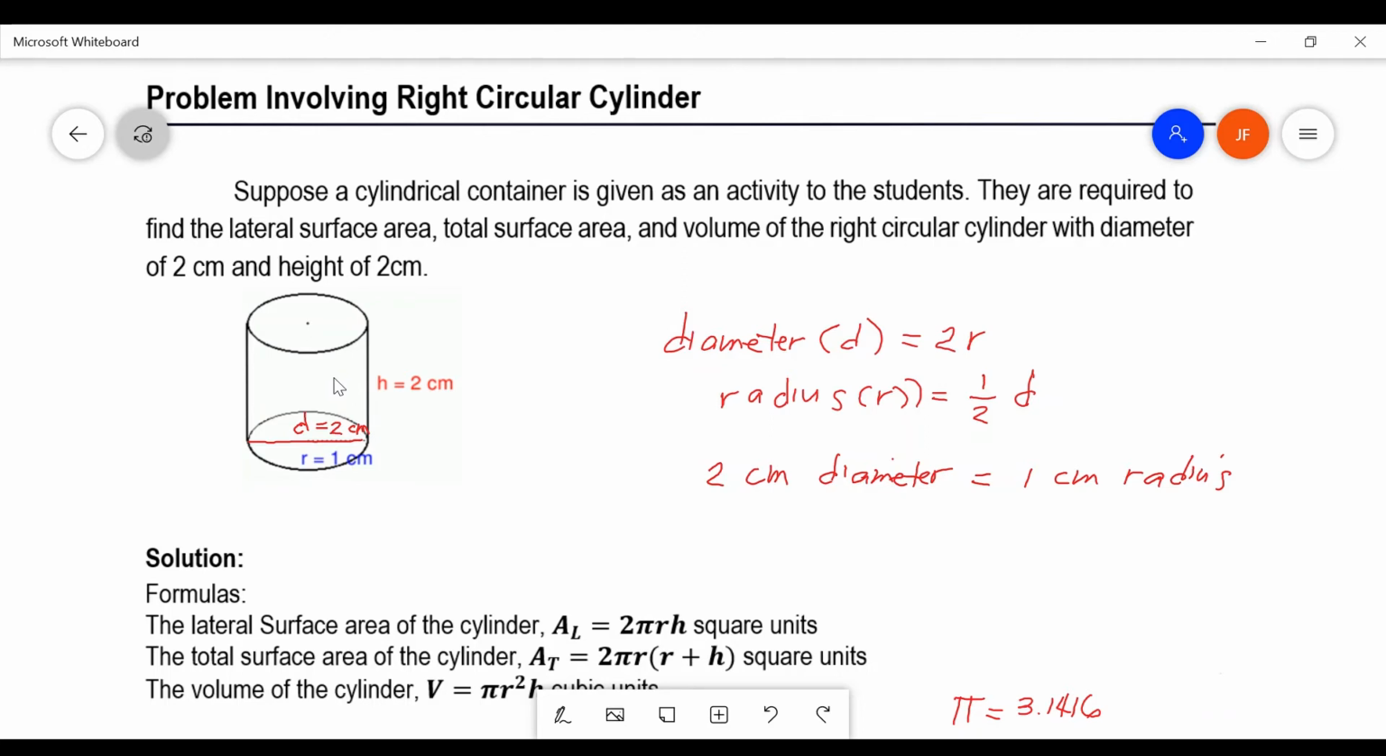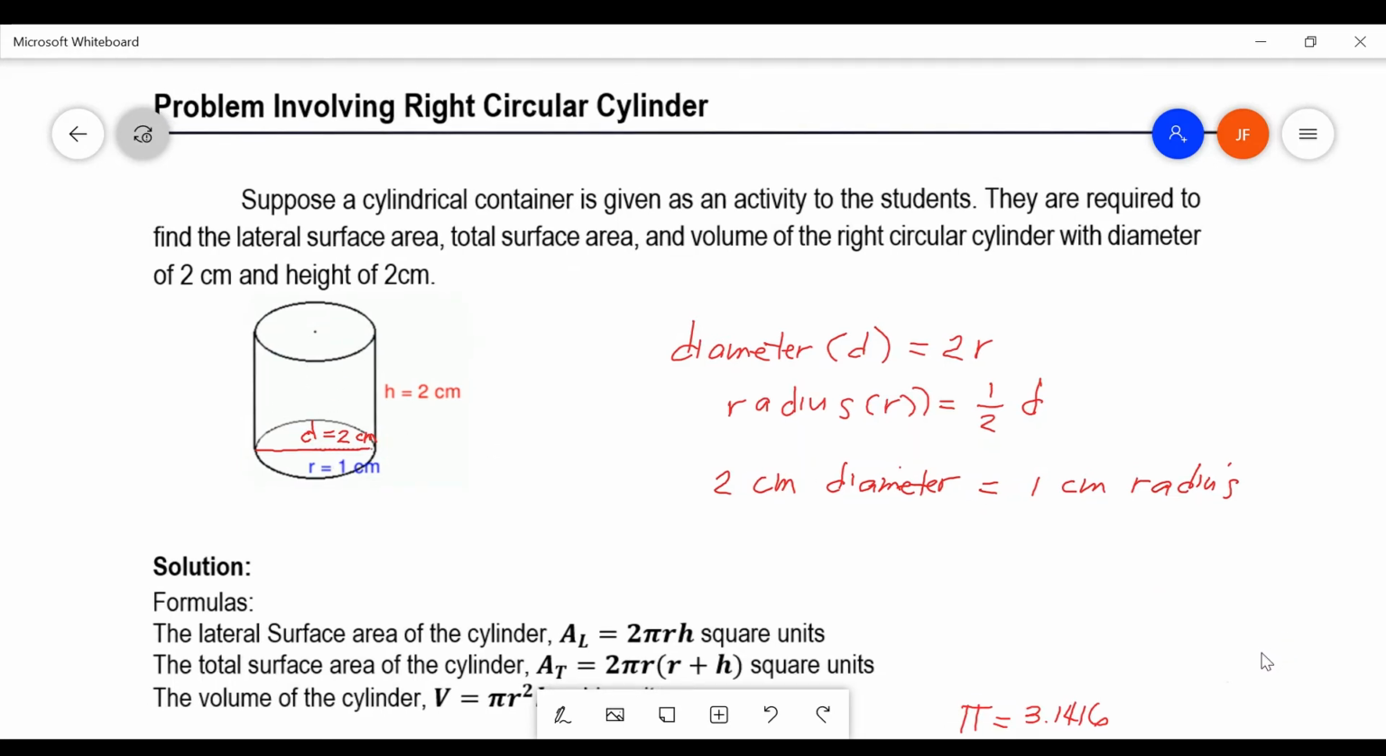So I stand corrected. The lateral surface area in this figure is the surrounding curvilinear plane. So that's the lateral surface area. I stand corrected on that. So when we say total surface area, it includes all the areas in the cylinder.